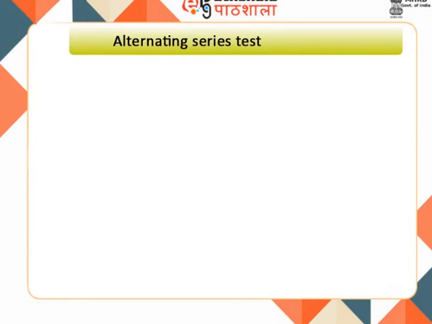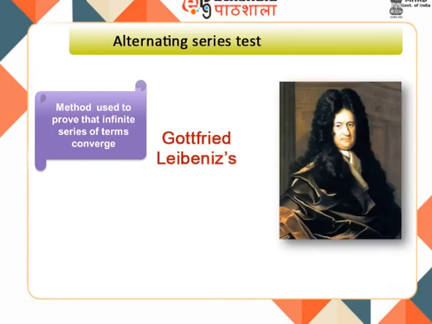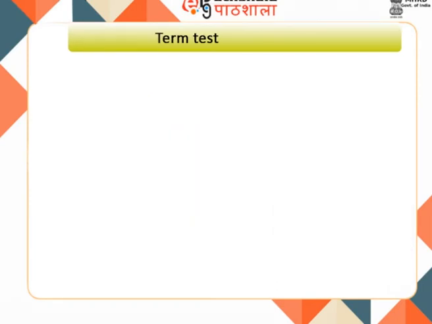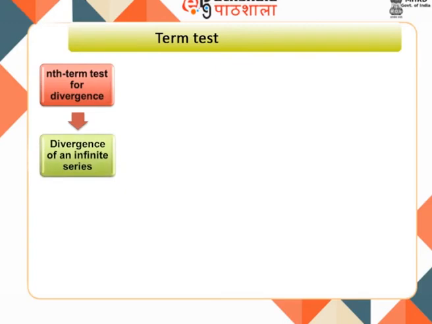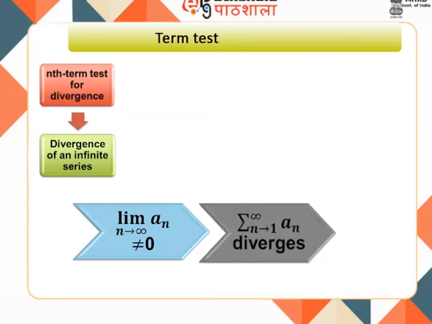Alternating series test. The alternating series test is a method used to prove that infinite series of terms converge. It was discovered by Gottfried Leibniz and is sometimes known as Leibniz test or the Leibniz criterion. Term test. In mathematics, the nth term test for divergence is a simple test for the divergence of an infinite series. If limit as n tends to infinity of a_n is not equal to 0, or if the limit does not exist, then summation of a_n where n goes from 1 to infinity diverges.